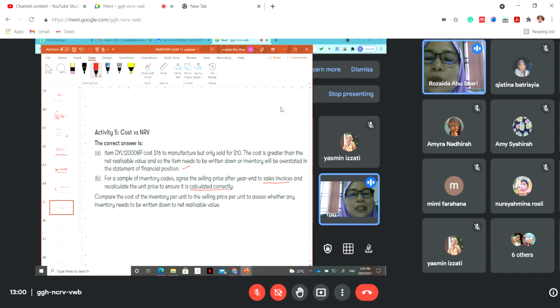This question often comes out in MCQ. You should know that because the cost is greater, the effect is that it should be written down, otherwise inventory will be overstated in the financial position. You need to know the implication and why, and you should be able to perform the test. Then compare the cost of inventory per unit to the selling price per unit to assess whether any inventory needs to be written down to net realizable value. This is what you identified just now, number 5. Okay, good.